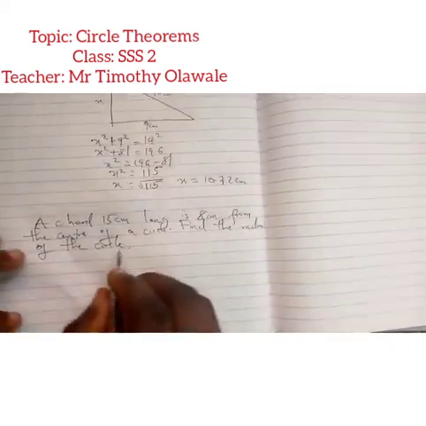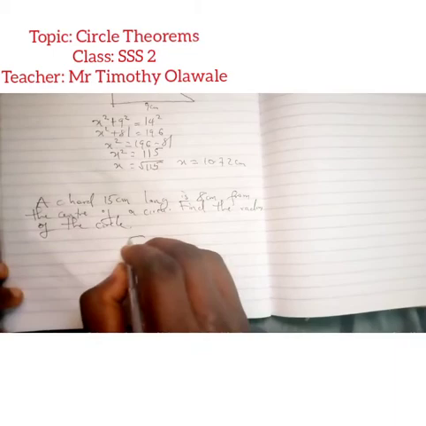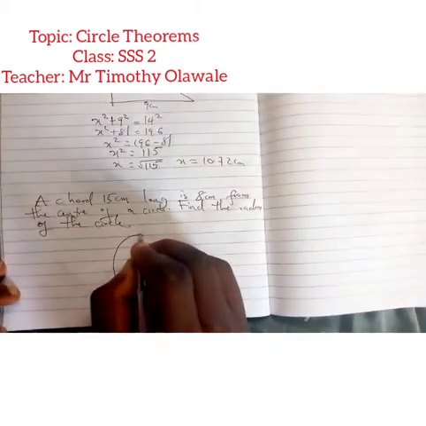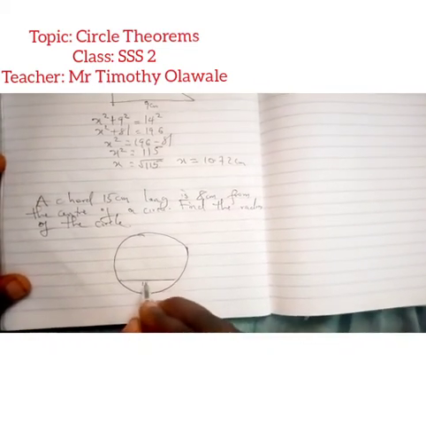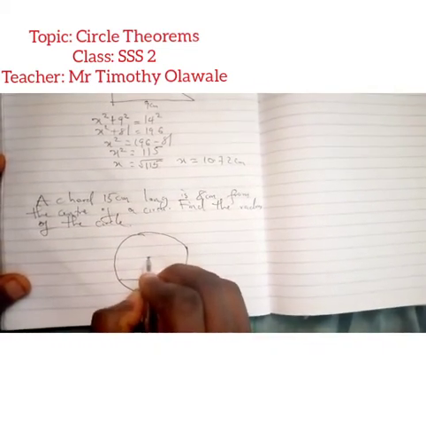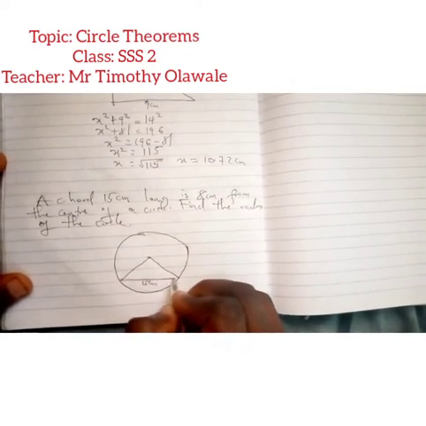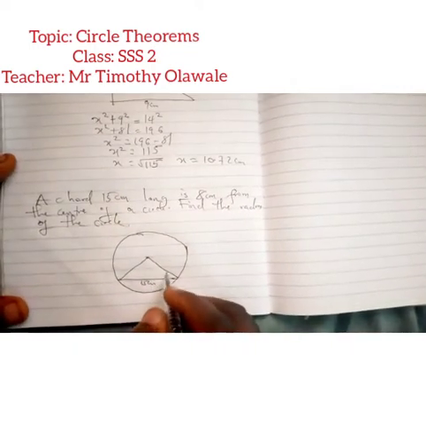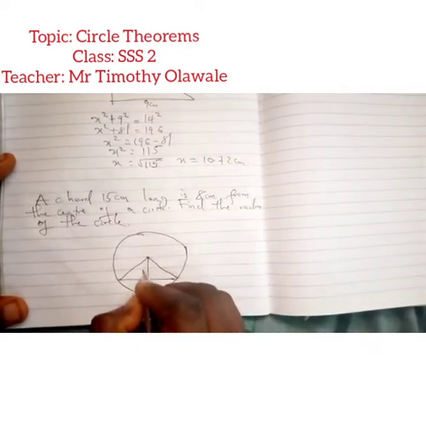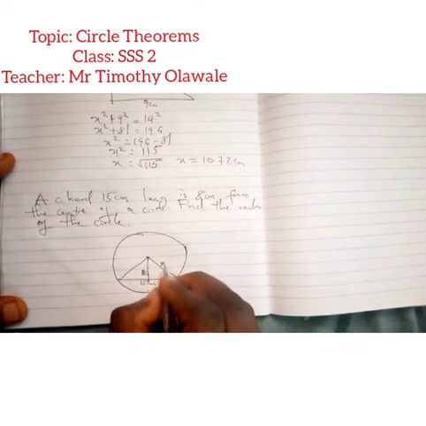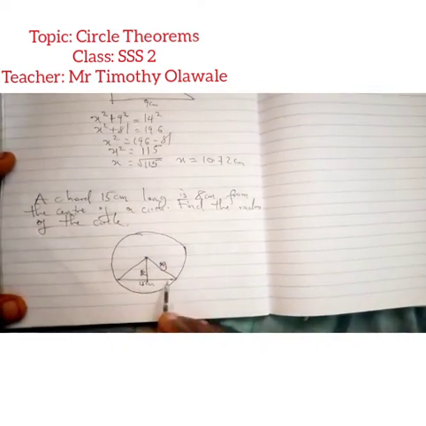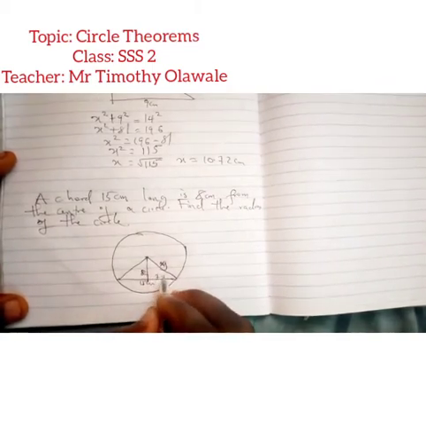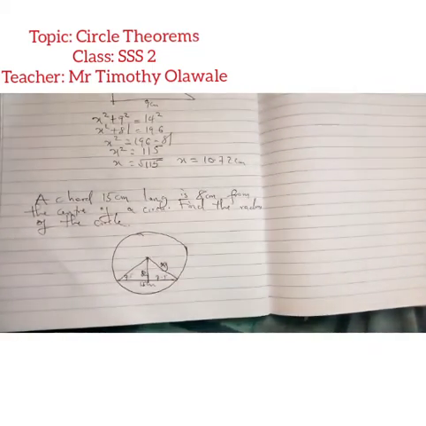So let's sketch it. Okay, we have something like this. Now we have a chord, 15 centimeters. We have the center arbitrary, and it's 8 centimeters. This is 8 centimeters, and then we're looking for the radius, let's call it y. Now remember that this 15 centimeters, this line will divide it into 2. So this will be 7.5, this will be 7.5.